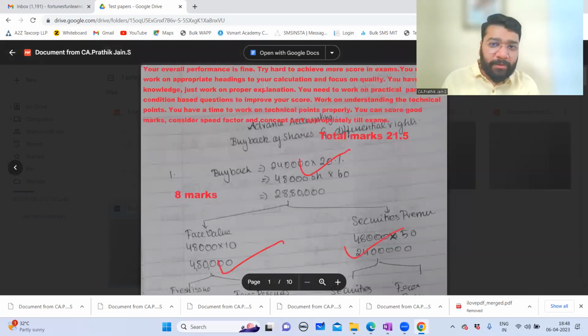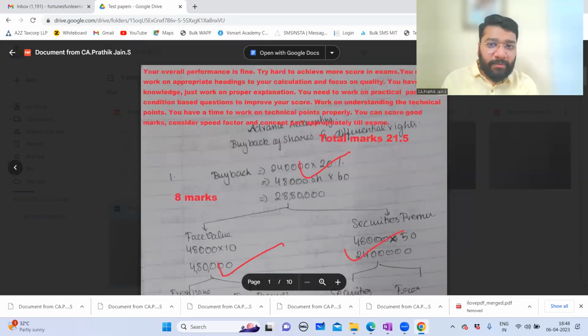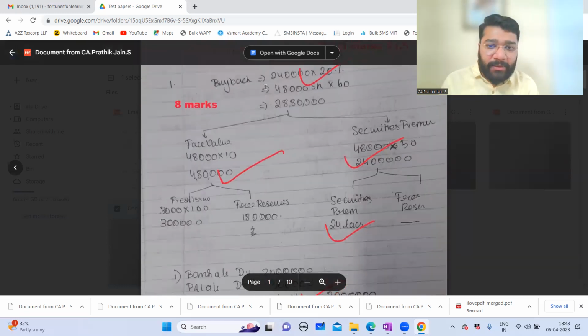Again, an overall comment on how the performance has been. Your overall performance is fine. Try hard to achieve a higher score in the exam, etc. Whatever points they want to mention, the experts will give that.